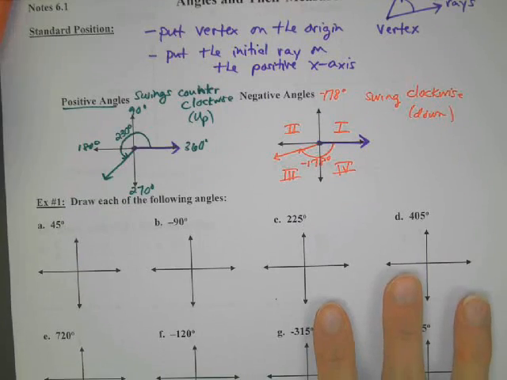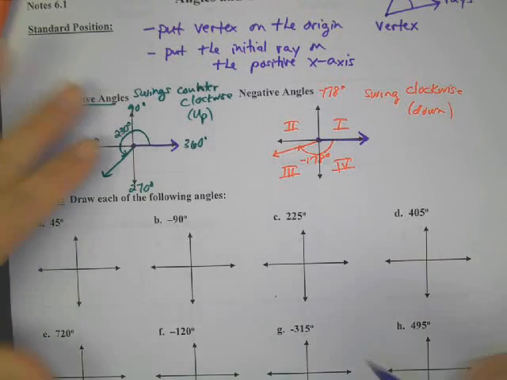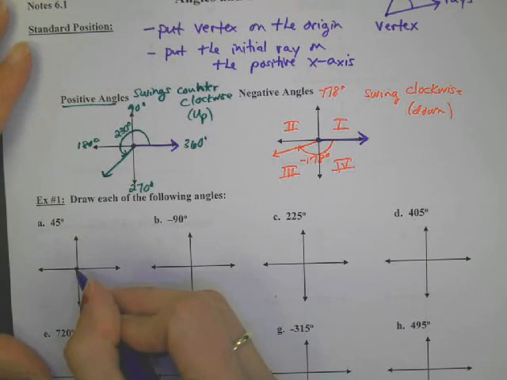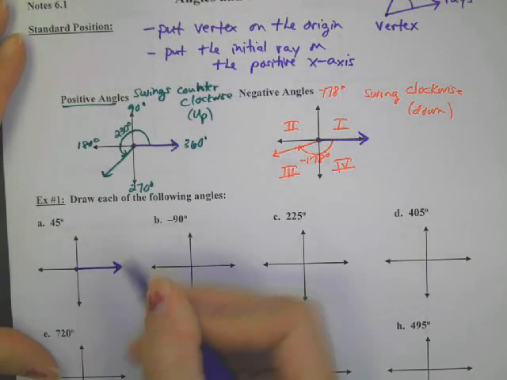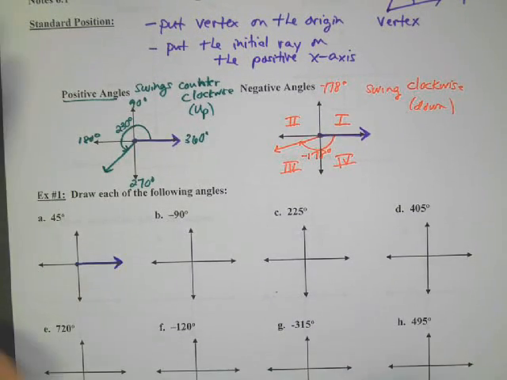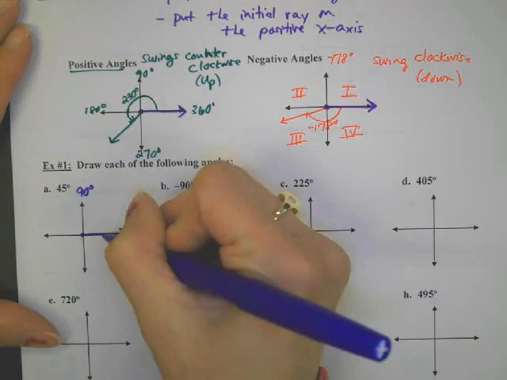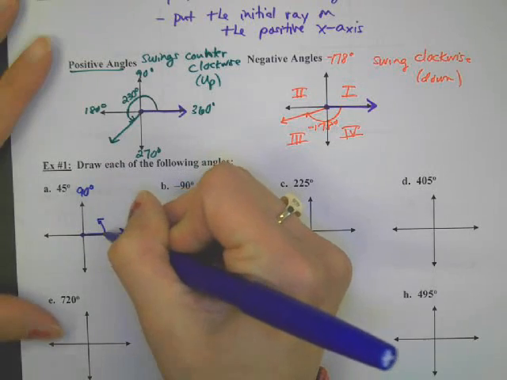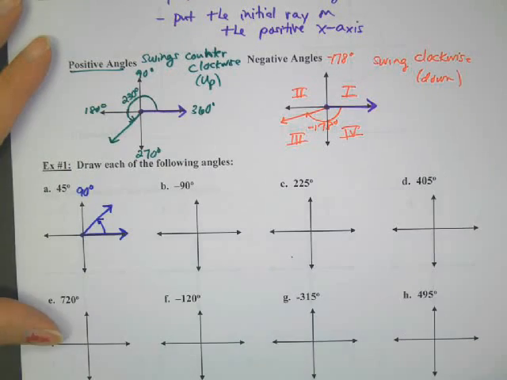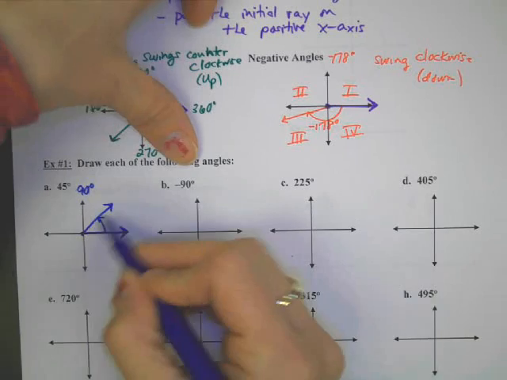The first thing that I want to make sure everybody does is draw their initial ray. The starting ray has to start with the vertex on the origin, on the positive x-axis. I'm going to swing 45 degrees. So it might be helpful to know that 90 degrees is up here. Positive angles swing up. You're going to go about halfway. Put a little arrow saying swing this much, and there you go. 45 degrees.